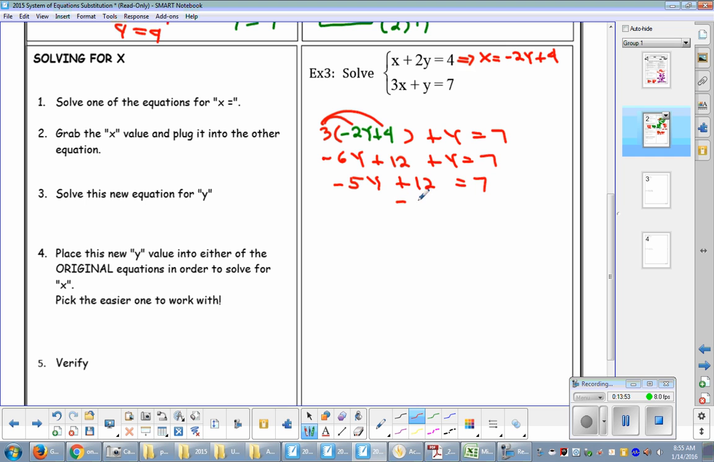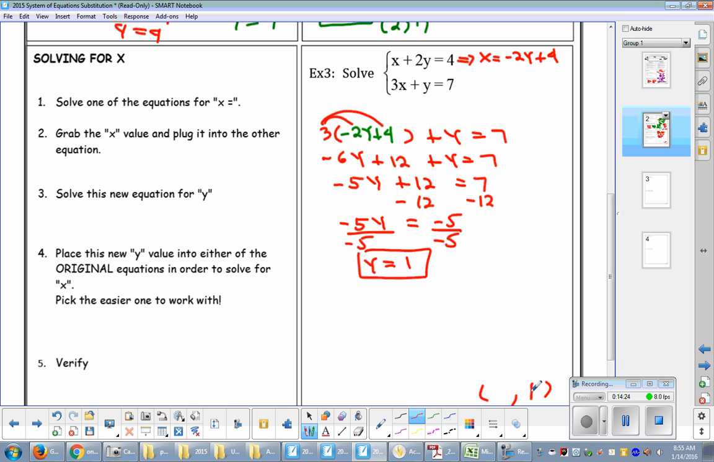Now we subtract 12 both sides. I'll get negative 5y equals 7 minus 12, which is equal to negative 5. And then we divide both sides by negative 5. We will get y equals 1. So when you write your solution, you already have half of your solution. Okay, your y value is equal to 1.